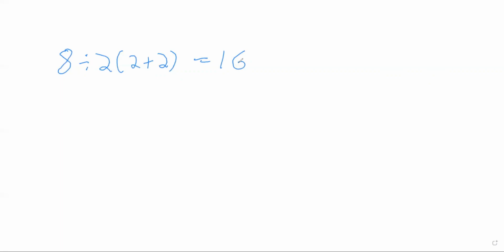Part of the reason they believe that is because when they put it into the calculator, they get the answer 16. They also believe that you do divide before you do multiply. So what they believe is that the question is actually this: 8 divided by 2 equals 4, and 4 times 4 equals 16. Now, I'm going to prove to you algebraically why this is incorrect.